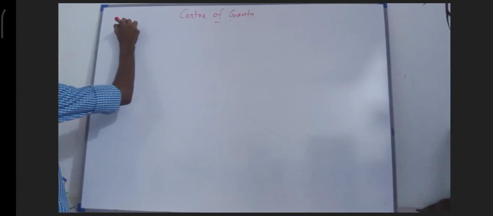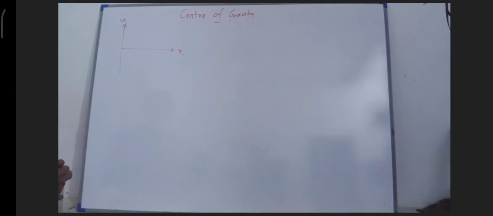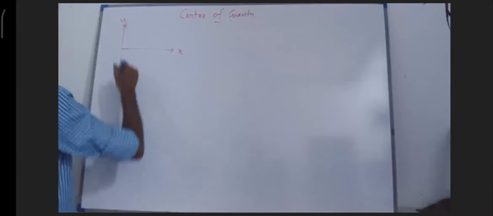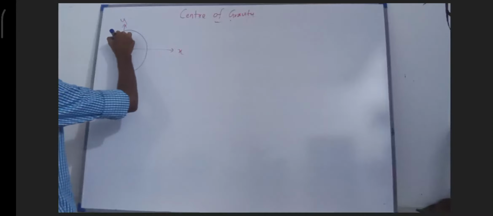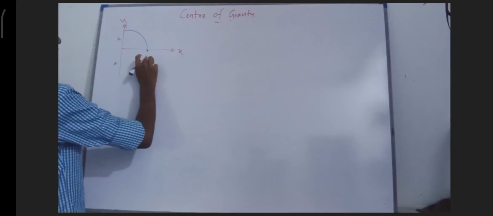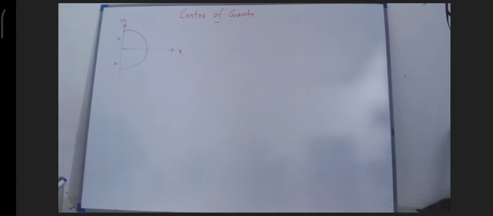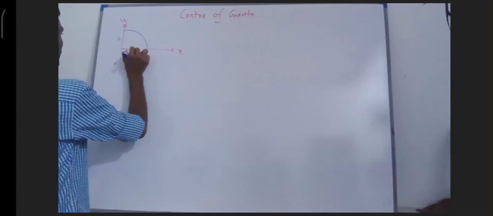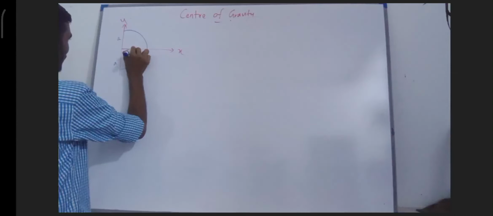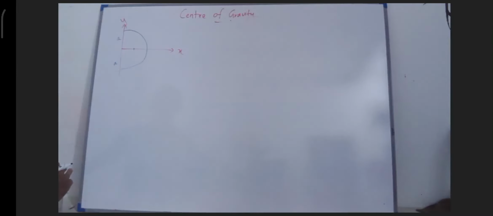So let me take a coordinate system. This is x and this is y. Now this is going to be a hemisphere. So this is a and this is also a, like this. Radius a. Now we have to prove that the center of gravity lies at the distance of a by 2 from the diameter of the hemisphere.